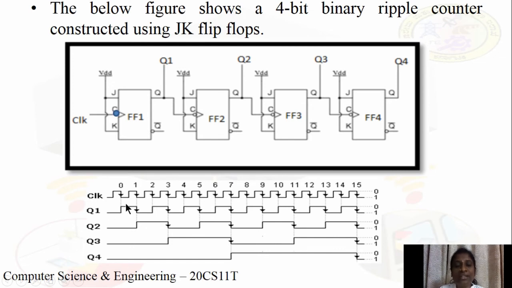If it gets another negative edge, it changes its state from 1 to 0. In this fashion, the 4-bit asynchronous ripple counter or the serial counter will work. For the first flip-flop, the clock pulse will be given and it will work on the negative edge. The first flip-flop output will be given as input to the second flip-flop. The second flip-flop changes its state based on the Q1 values. Then the third flip-flop changes its state based on the flip-flop 2 output, Q2. Flip-flop 4 will change its state based on the output of flip-flop 3 because it is given as a clock input.